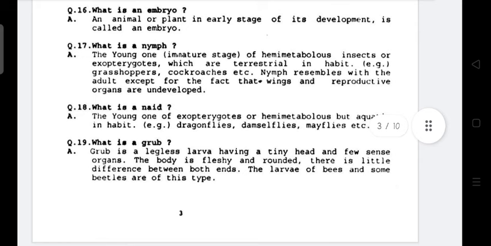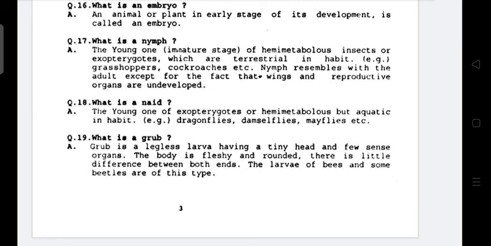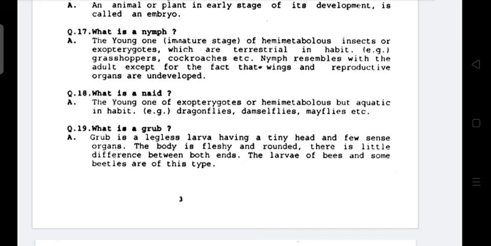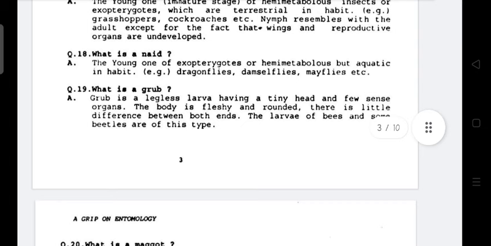What is a nymph? The young one of hemimetabolous insects or exopterygotes, which are terrestrial in habitat. Grasshoppers, cockroaches. Nymph resembles the adult except for the fact that wings and reproductive organs are undeveloped. What is a naiad? The young one of exopterygotes or hemimetabolous insects but aquatic in habitat.